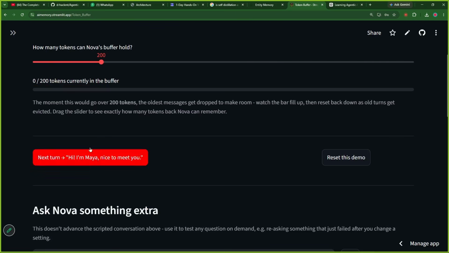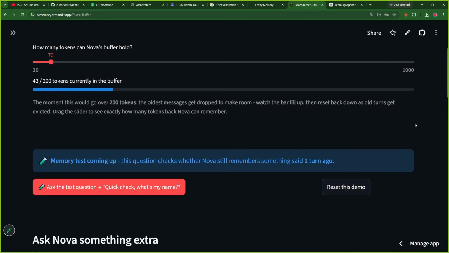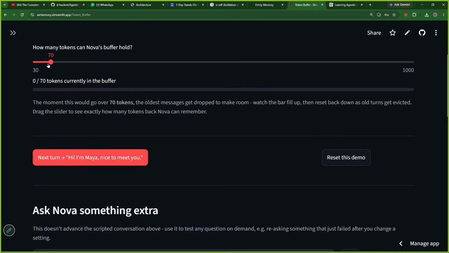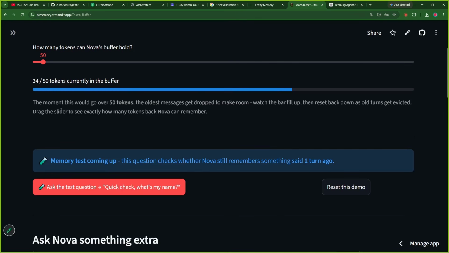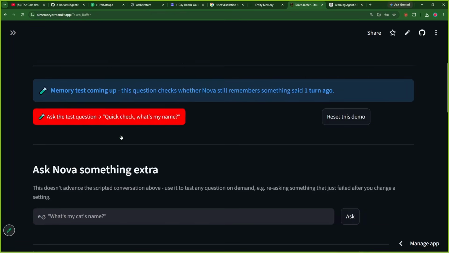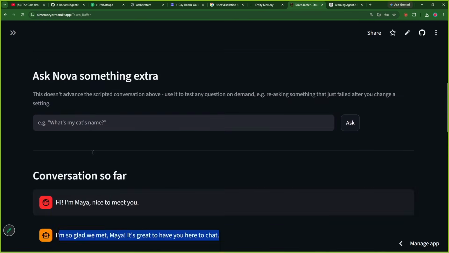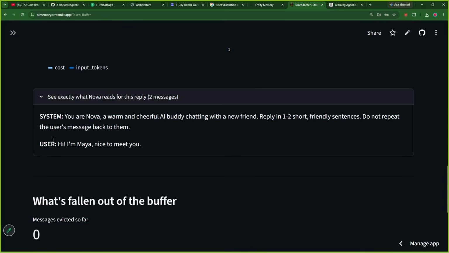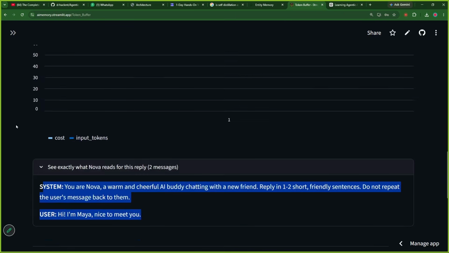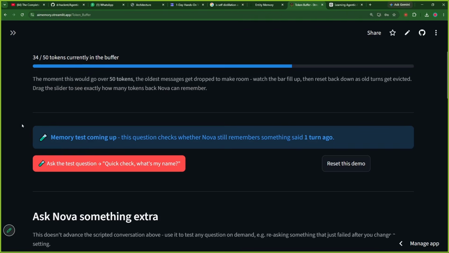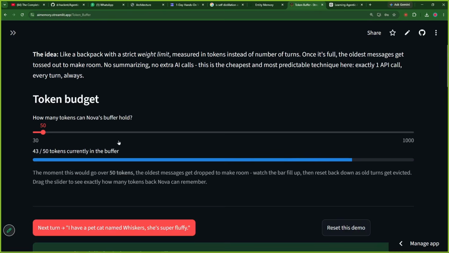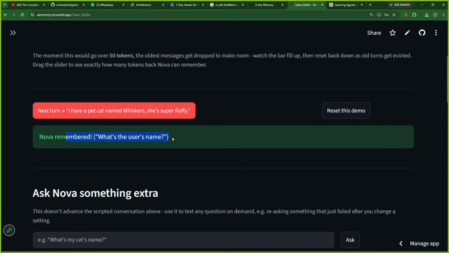Okay, so see, if I keep it very small, let me reset this demo. If I keep it to 50 words, so hi, my name is Maya, 34 tokens are filled. Why? Because this all sums up to 34 tokens, and there is a system prompt also inside that. Now, if I ask a new question, what is my name? So it will remember this much.